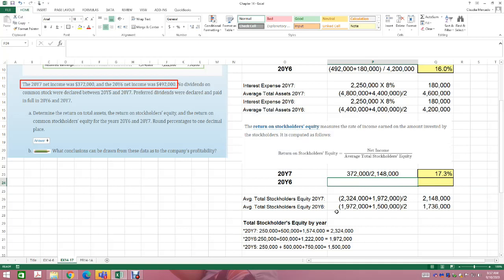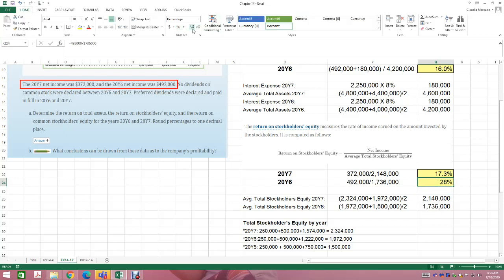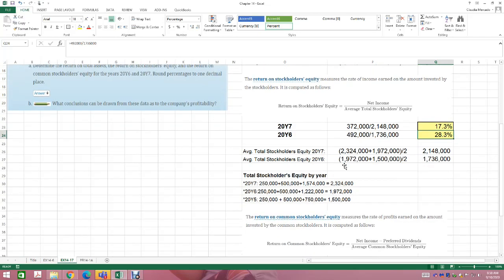Okay, so I'm going to do the same thing for 20Y6. For 20Y6, my net income was 492. I'm going to divide it by my average total stockholders equity for 20Y6, which we calculated to be 1,736,000. And then it's going to be a percentage format to 1 decimal place, so that will give me 28.3%. So in 20Y6, it was 28.3, and in 20Y7, it was 17.3. That is my second calculation, for return on stockholders' equity.